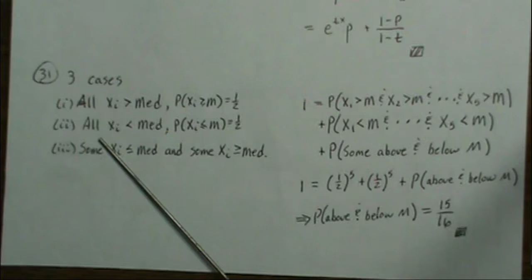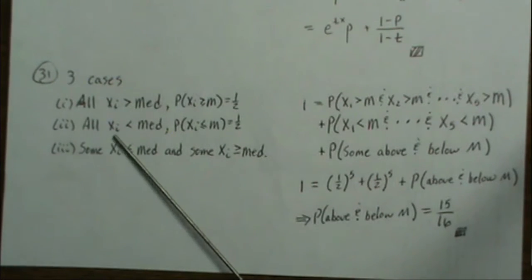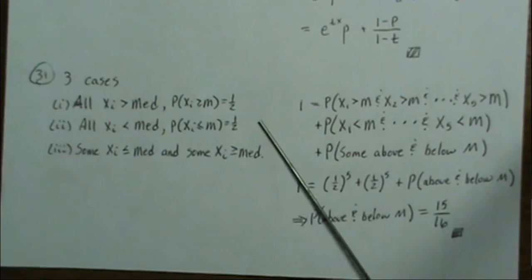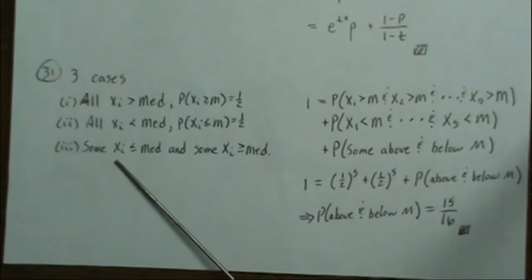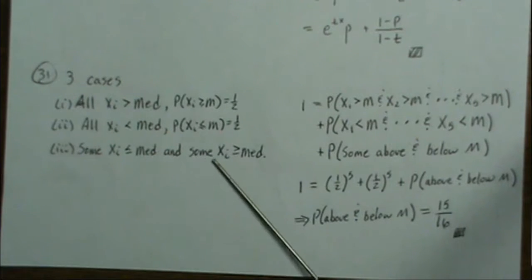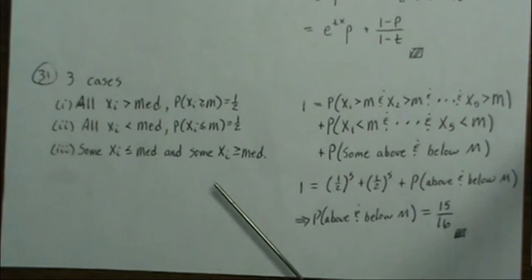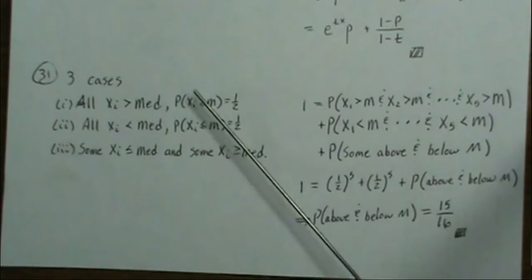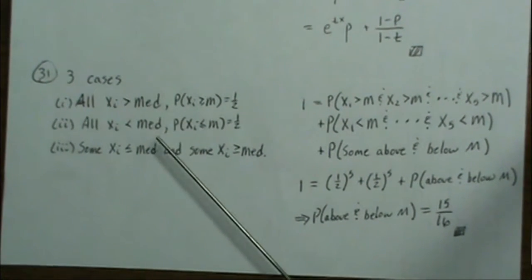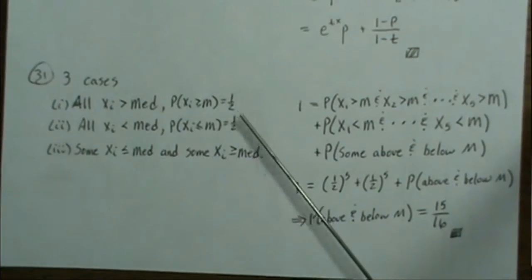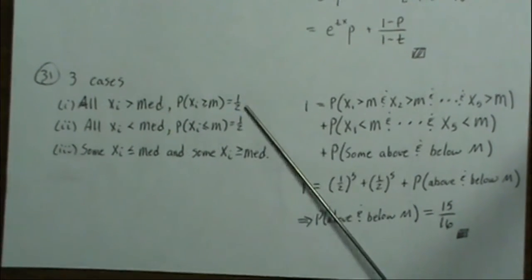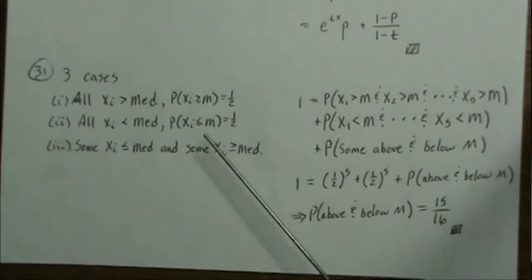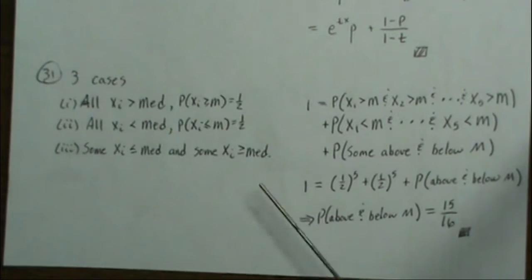And in this case, the probability that we're less than the median is also a half. Okay, and then case 3 is that we have some less than the median, some greater than the median. So these are the only possibilities that can happen. So the probability that they're all greater than the median is that. Well, if we add each of these probabilities, it has to be 1.